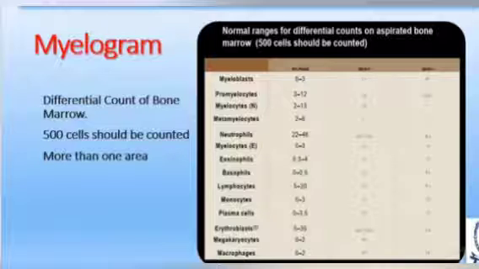The differential count of a bone marrow smear is called a myelogram, and the differential count of a peripheral smear is called DLC, that is differential leukocyte count. DLC is counted in 100 cells, whereas a myelogram is counted in 500 cells. These are its normal values, as we have earlier discussed in the earlier slides. Like myeloblast 0 to 3%, promyelocyte 3 to 12%, and so on.